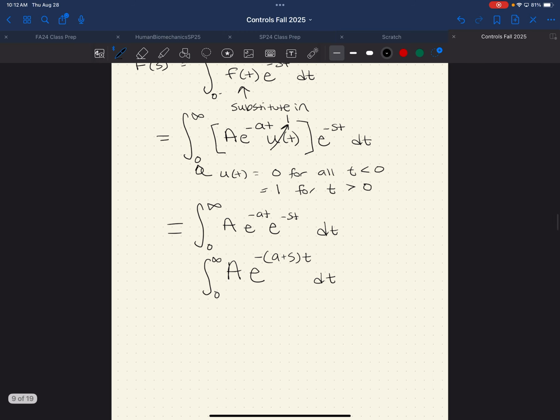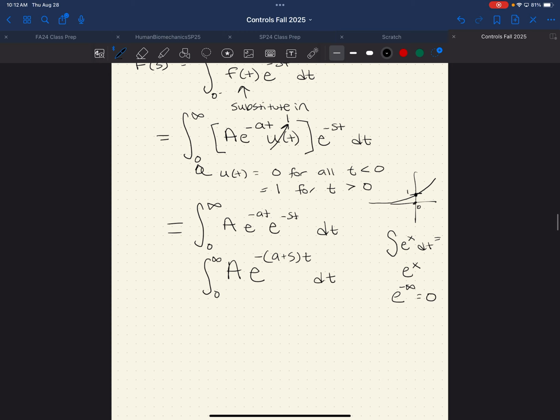Just a little reminder, a little hint again. The integral of e to the x dx is just what? It's e to the x, right? And then e to the minus infinity. Let's think of what that graph looks like for e to the x. It starts way out here, goes up here, and it crosses 0, 1. So what is e to the minus infinity? 0. It approaches 0. And what is e to the 0? 1. Anything to the 0 is 1. You can see that if you plug in 0, you get 1. We're going to need that in a second.